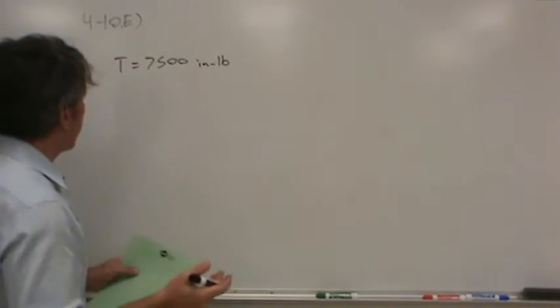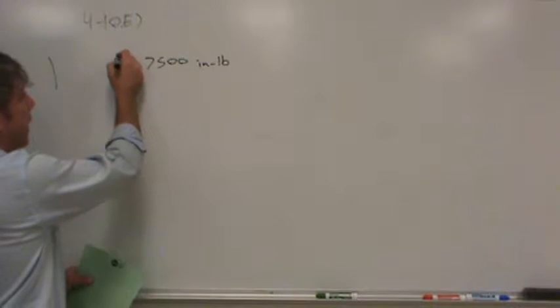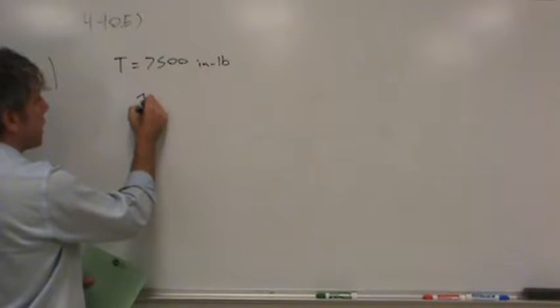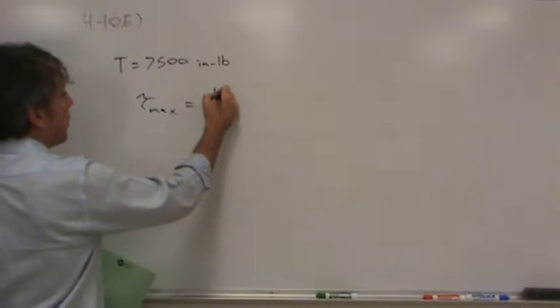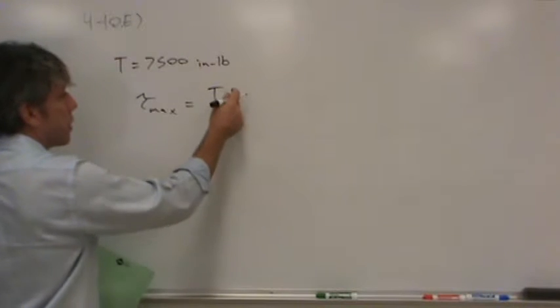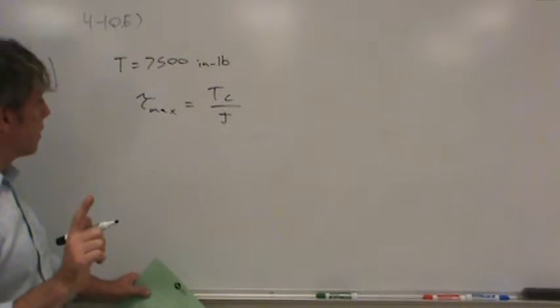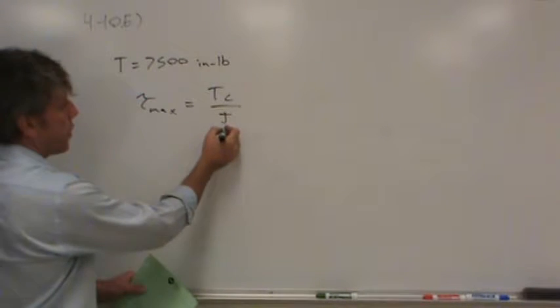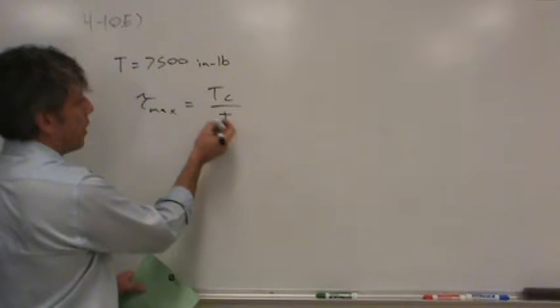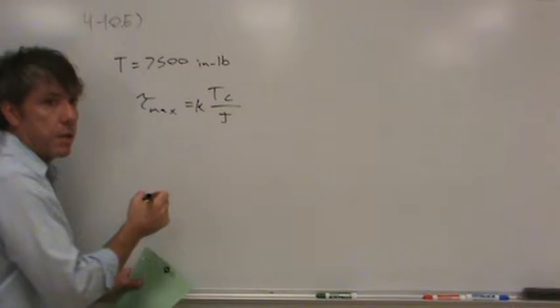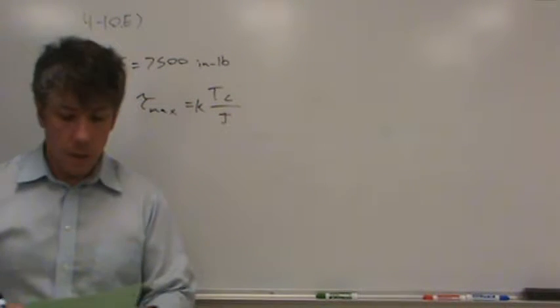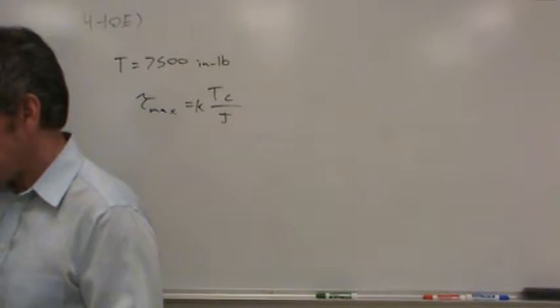Okay, so how are we going to do this? How are we going to compute the maximum stress? Well, the maximum stress is going to be TC over J, where C is the outside radius, right? Except for one thing. We've got stress concentration, so this is just the nominal amount. So we'll need a stress concentration factor. Does that make sense? To get the maximum stress.